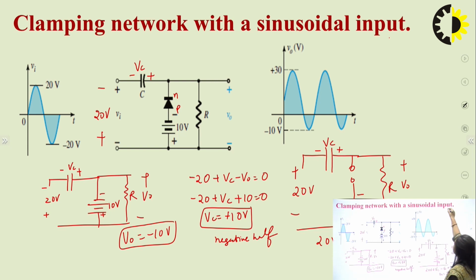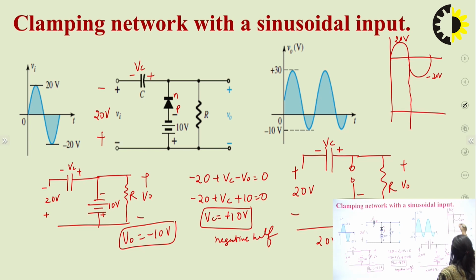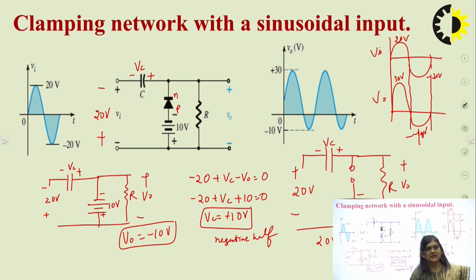So if we draw the waveform, we will find this was our input signal, 20 volt, minus 20 volt. And for the output signal, we will see that in the positive half the output was 30 volt, and the negative was minus 10 volt. So this was your output waveform and this was your input waveform. This is how we can solve clamper circuits with an input sine wave.